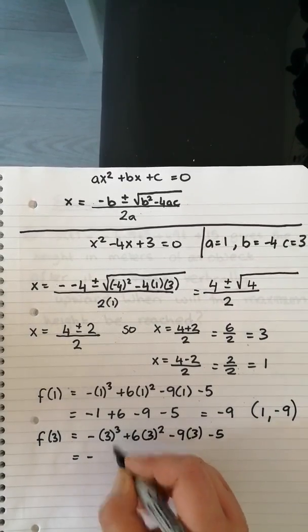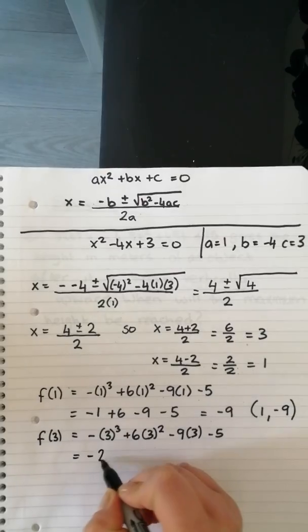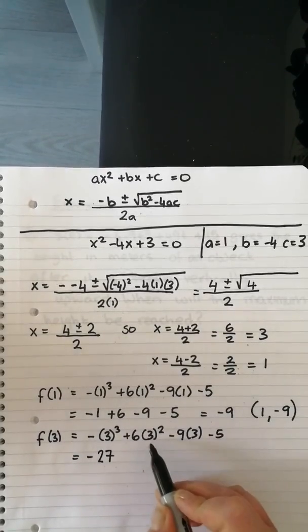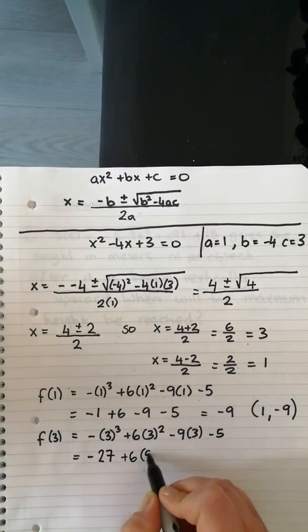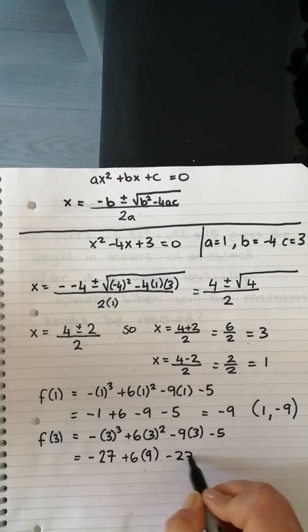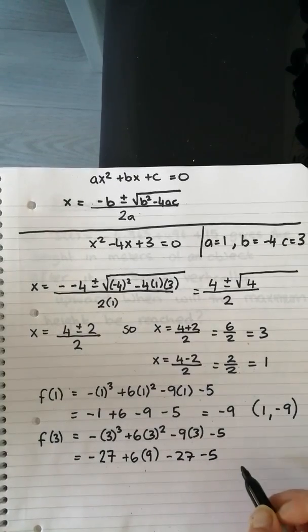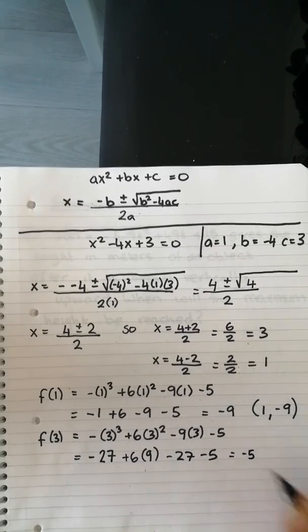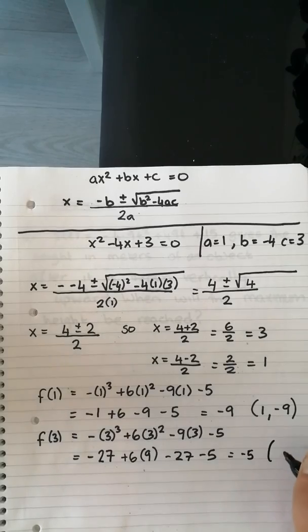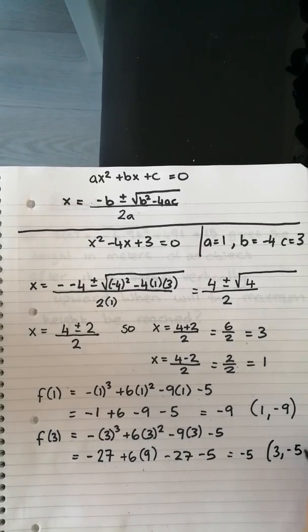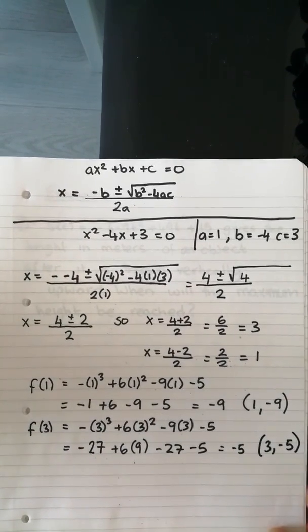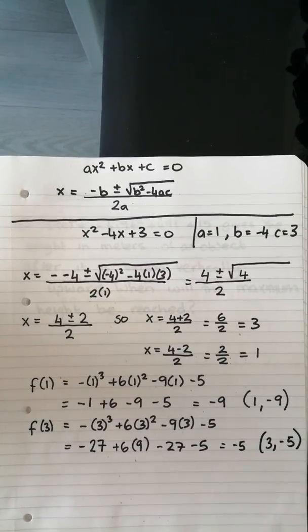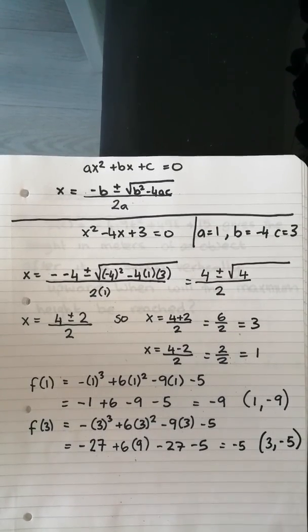Okay, so 3 cubed is 27, multiplied by minus is minus 27, plus 6 times 9, minus 27, minus 5. When we work that out, we'll get back a minus 5. So we have another turning point, which is (3, -5).